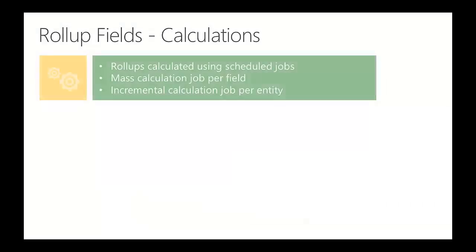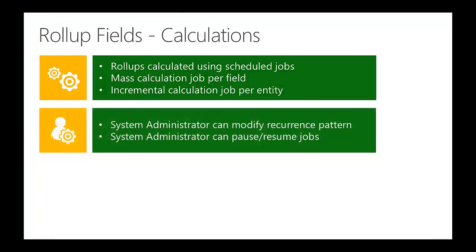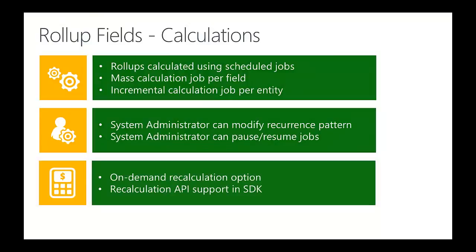So with roll-up fields and the calculations I'll mention here now, roll-ups are calculated using scheduled jobs, a mass calculation job per field, and an incremental calculation job per entity. The system admin can modify the recurrence pattern and can pause and resume jobs as well. And the on-demand recalculation option, and the recalculation also has API support in the SDK in CRM 2015.